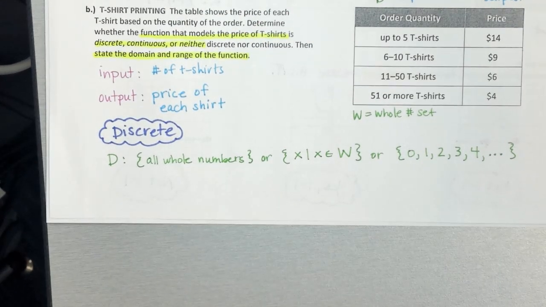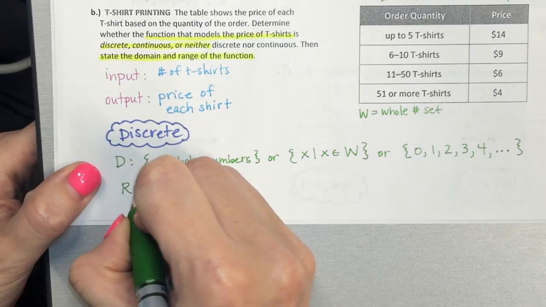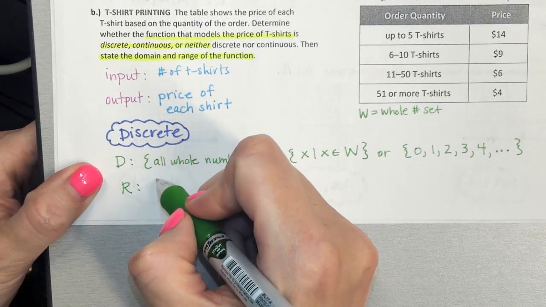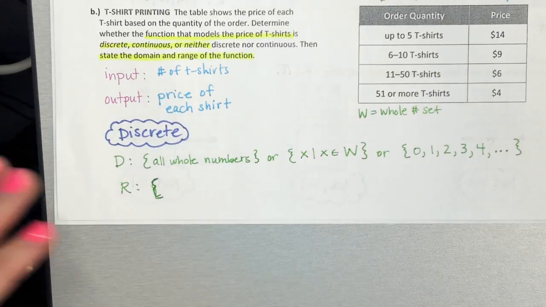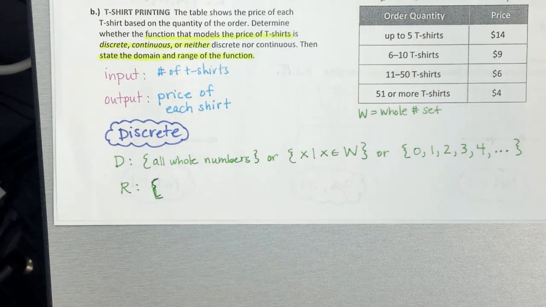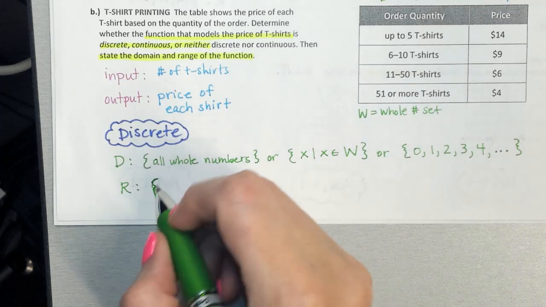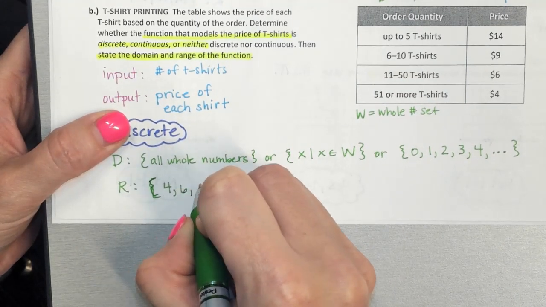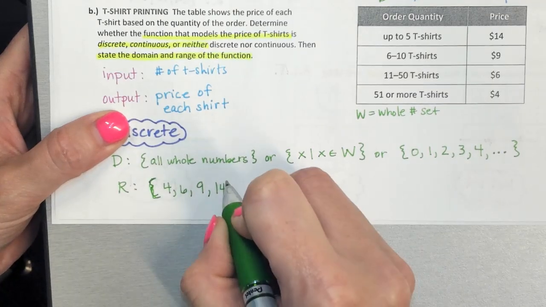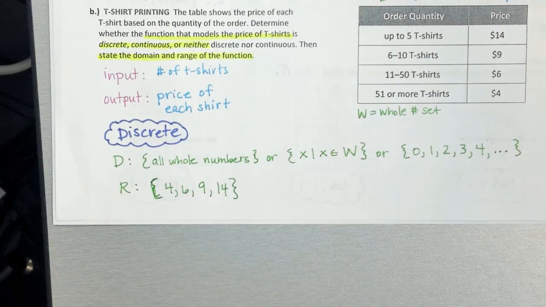All right, and then for your range, your prices are here. I'm just going to write them in numerical order. You can write them in the order they come in. That is fine. But it's either going to be $4, $6, $9, or $14. Those are our only options there. Okay, so the range is 14, 9, 6, or 4.